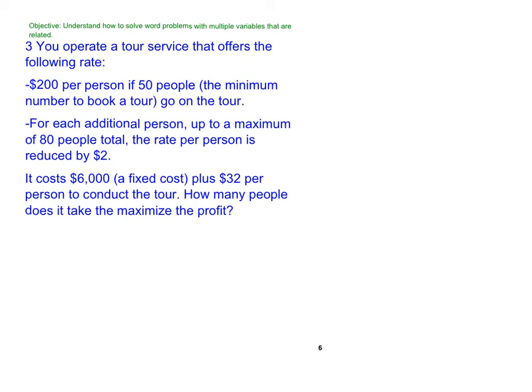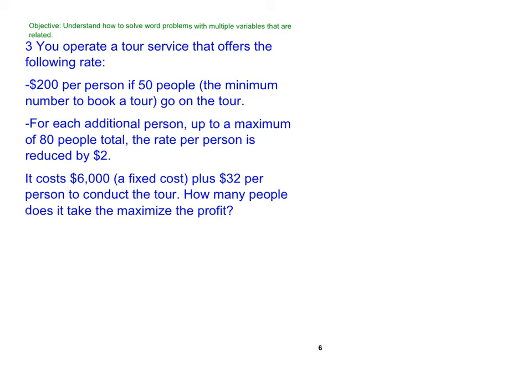All right, last one. I thought this one was pretty tricky, but I've had students in the past who figured this out super fast. This one took me a bit because of the whole idea of the amount of people. It says you operate a tour service that offers the following rate: $200 per person if 50 people, the minimum number of people, go on a tour. For each additional person, up to a maximum of 80 people total, the rate per person is reduced by 2. It costs $6,000 plus $32 per person to conduct the tour. How many people does it take to maximize the profit?